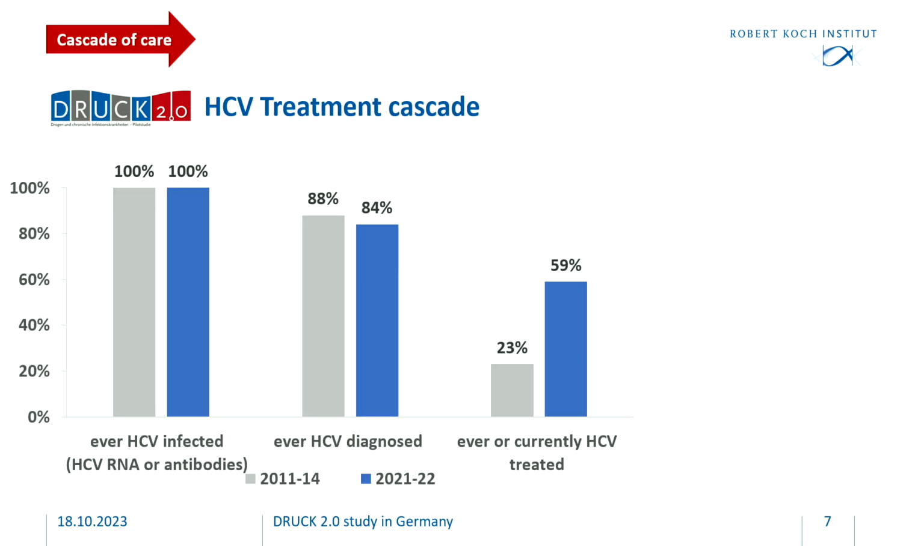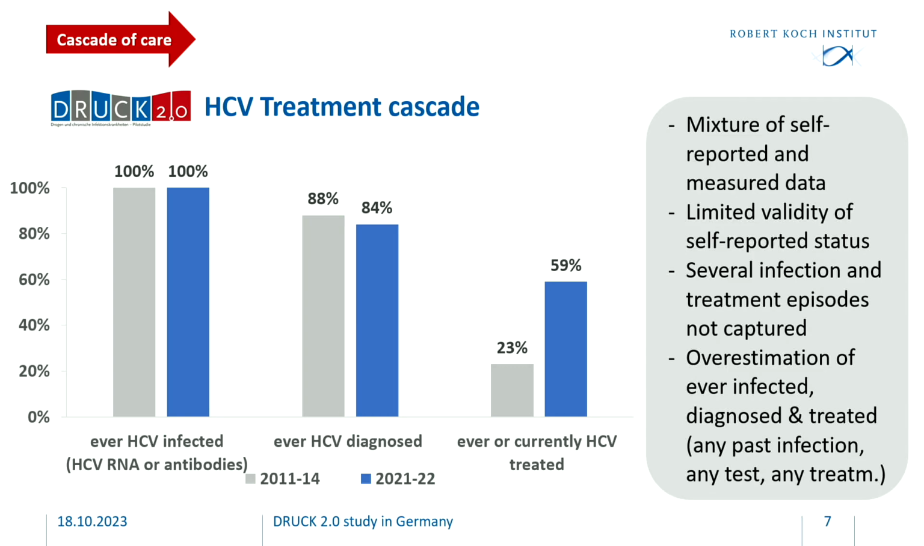So coming to the cascade of care, the blue bars are the recent study and the gray bars are the old study. Here we mix self-reported and testing data. We ask people, so the first bar are the measured anti-HCV positives or RNA positives. The second and the third couple of bars are self-reported data. So we ask for, have you ever been diagnosed for hepatitis C, and have you ever or currently received treatment for hepatitis C, which is nice to mix this data.